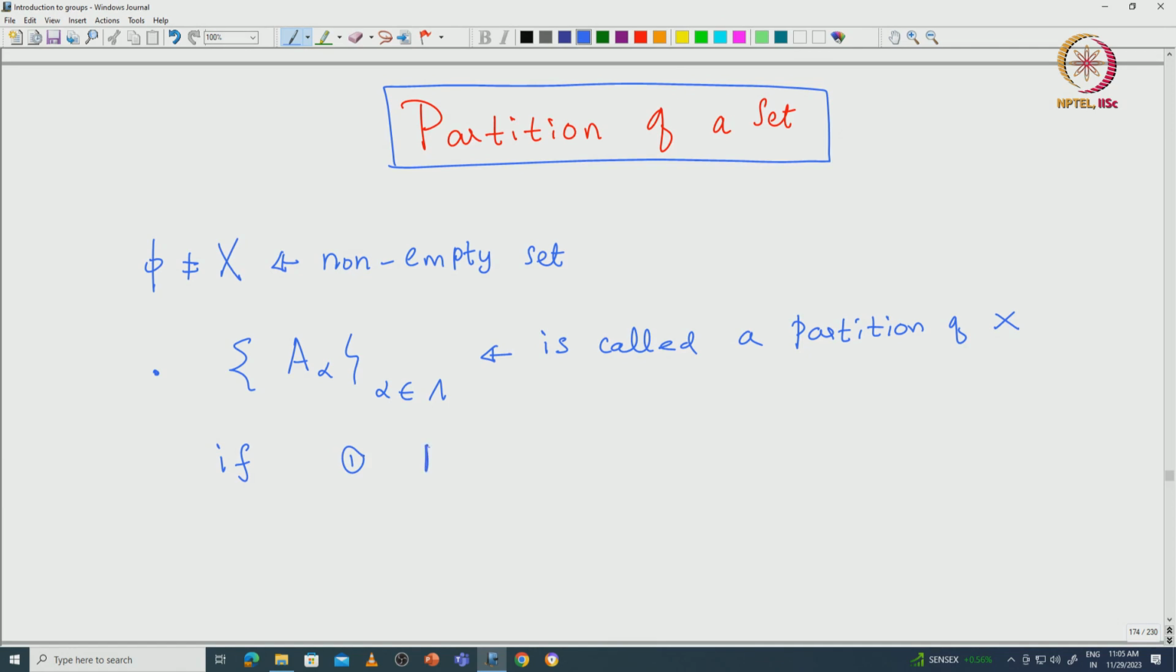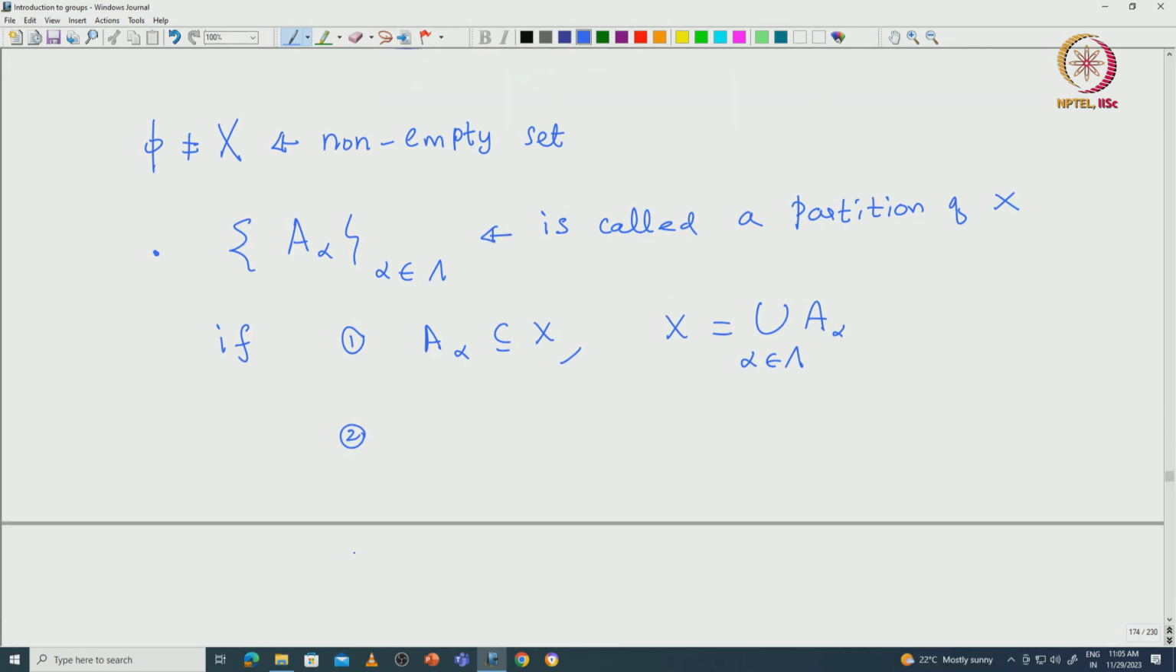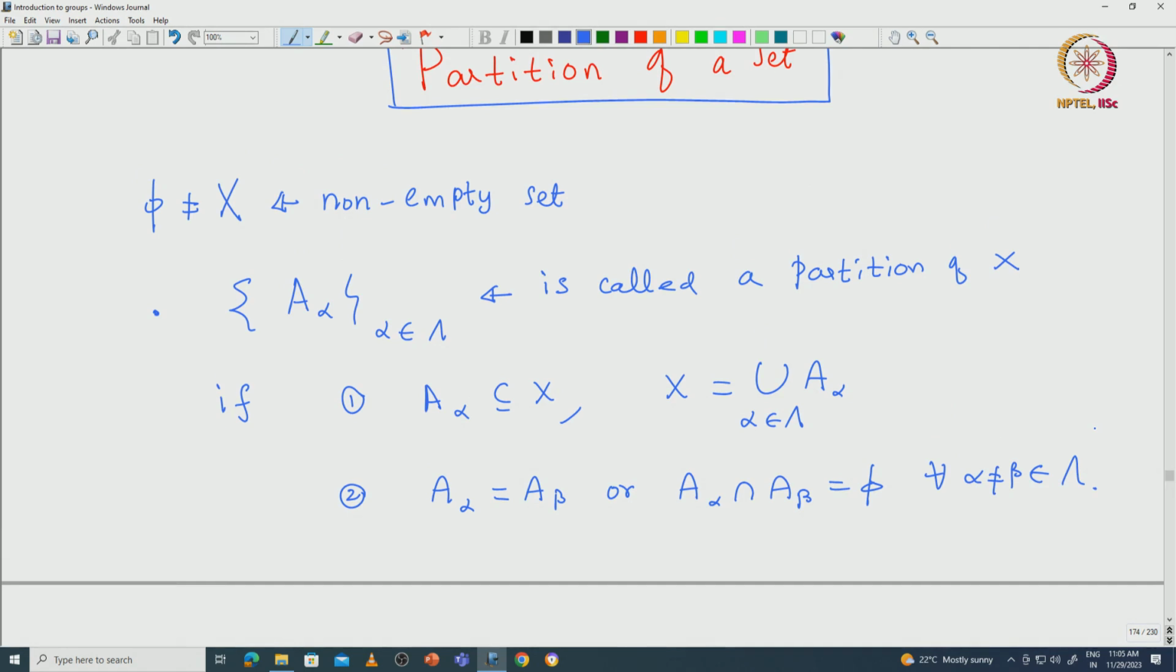First, the A alphas are all subsets of X, and then they cover entire X. That means the union of A alpha is exactly X, and they are either equal or disjoint. So, they form a partition. That means A alpha is equal to A beta, or A alpha intersection A beta must be empty, for all alpha not equal to beta in capital Lambda. Such a collection we call a partition of capital X.